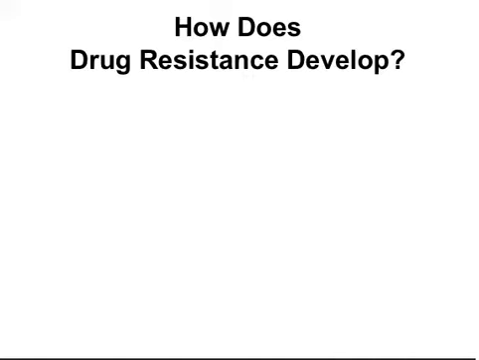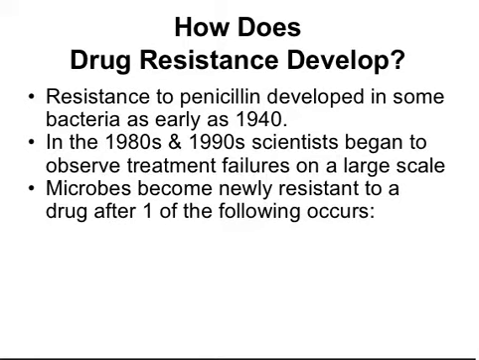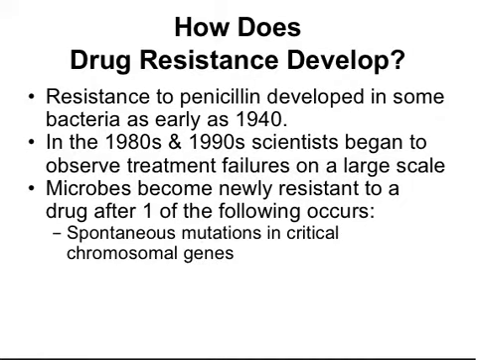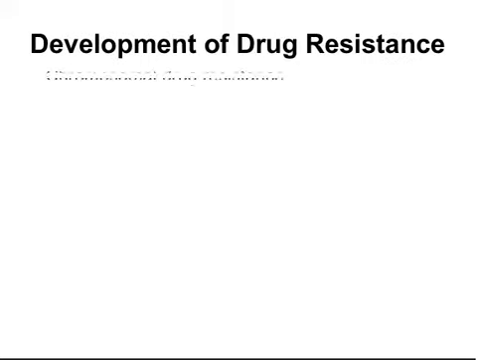And we've already seen some of the mechanisms whereby that happens: transfection, transduction, transformation, just to name a few. Resistance to penicillin developed in some bacteria as early as the 40s. In the 80s and 90s, scientists began to observe treatment failures on a large scale. Microbes were becoming newly resistant to a drug after one of the following: spontaneous mutations in critical chromosomal genes, and the acquisition of new genes or sets of genes as a result of gene transfer, either within or between species.